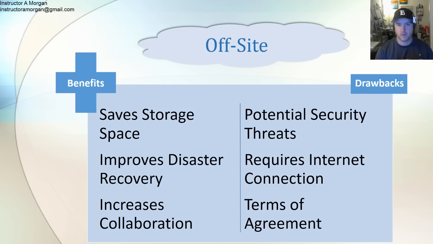Lastly, terms of agreement. When I'm talking about terms of agreement, take for example, Microsoft OneDrive used to have 15 gigs of free storage. Now it got moved back to 5 gigs of free storage. So definitely be aware of the terms of agreement that you use when you sign up for these providers.